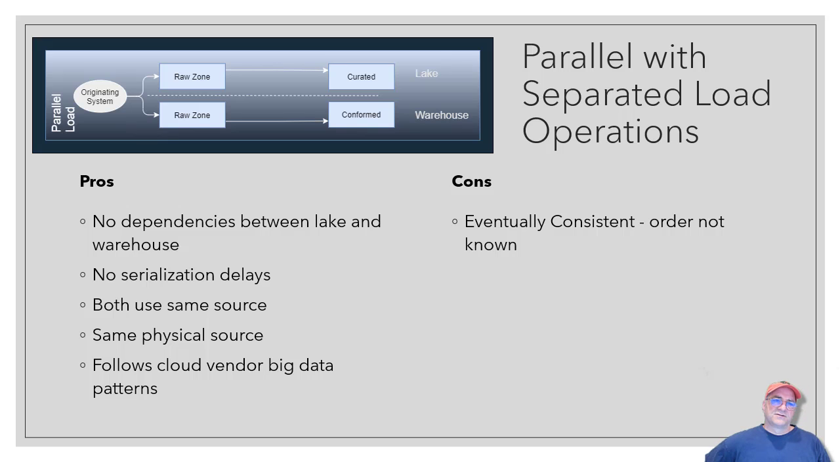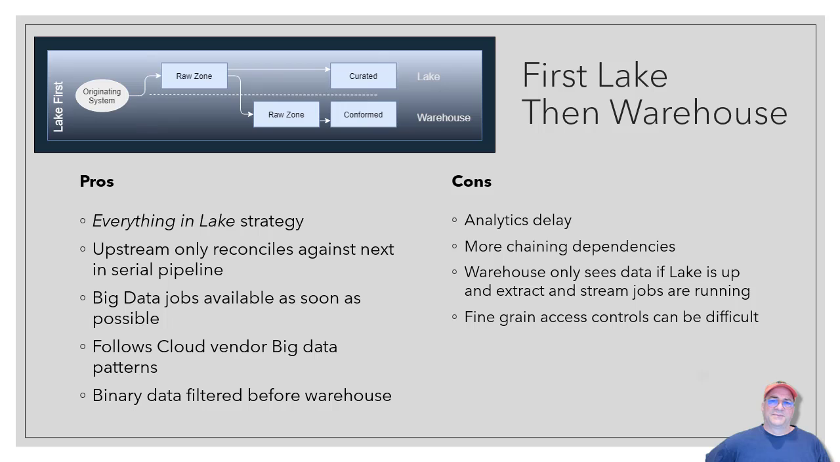And cloud vendors a lot of times talk about doing stuff in parallel. You have unlimited compute, so just do it that way. The only con is you're eventually consistent here. You don't know which one will be correct first because they load at the same time.